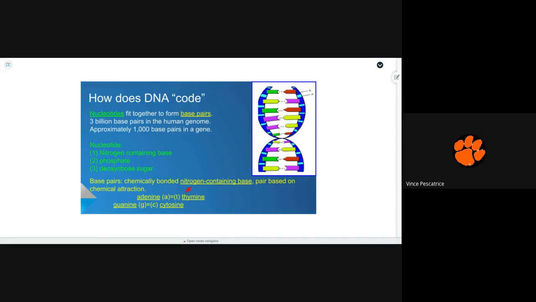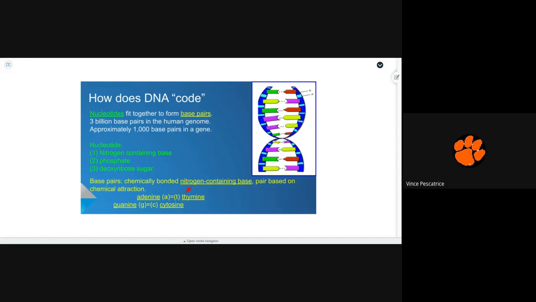So a nucleotide has to have a nitrogen-containing base, a phosphate tail, and a deoxyribose sugar. These bond to a nitrogen-containing base pair through chemical attractions, which is kind of like what we're trying to cover here.